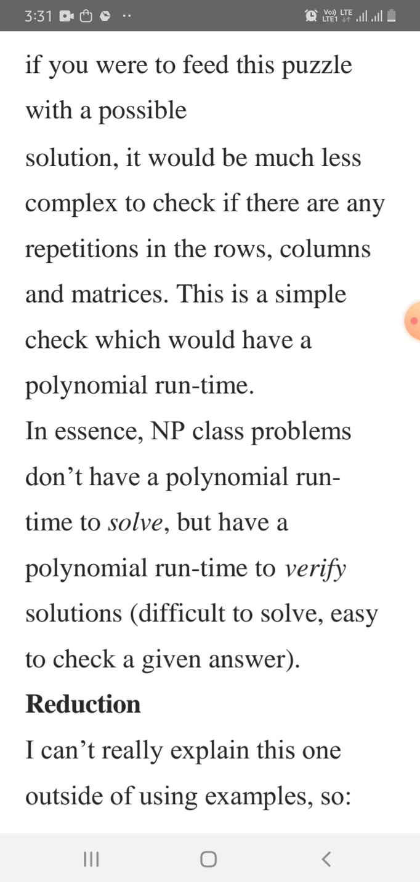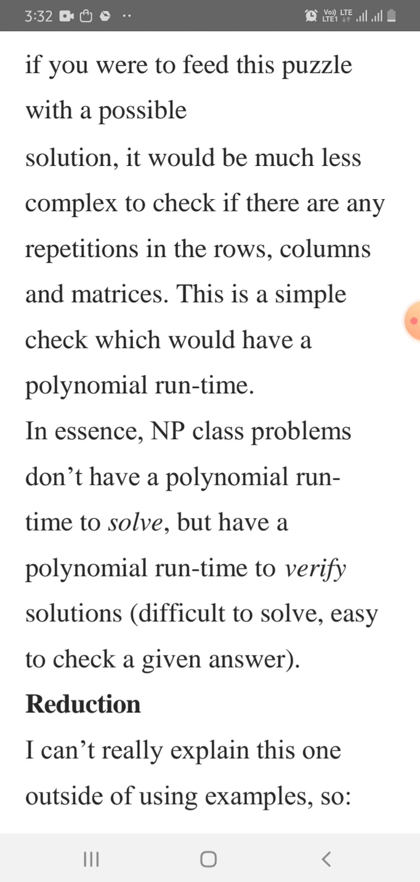However, if you were to feed this puzzle with a possible solution, it would be much less complex to check if there are any repetitions in the rows, columns and the matrices. This is a simple check which would have a polynomial runtime. In essence, NP class problems don't have a polynomial runtime to solve, but have a polynomial runtime to verify solutions. That means difficult to solve, easy to check a given answer.